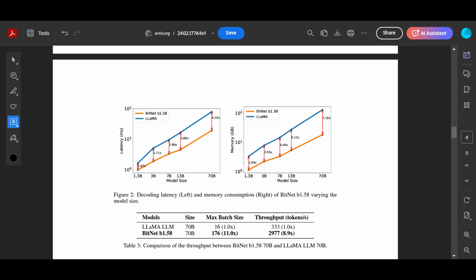So, this basically shows that with 1-bit LLMs or the BitNets, you are able to significantly save on latency, throughput, energy consumption, memory, etc., without sacrificing on performance. This is the major contribution of the 1-bit LLM model.